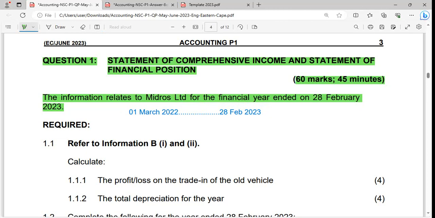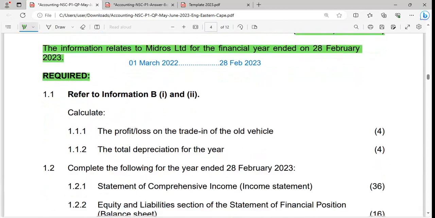So now we want to see what they want us to do in this question. So required 1.1, refer to information B1 and 2 to calculate the profit or loss on trade-in of the old vehicle. So guys, when we do that we will get 4 marks. So basically they want us to calculate profit or loss.